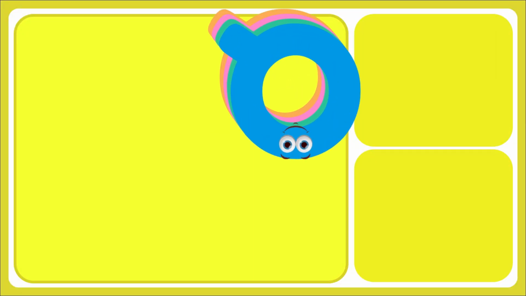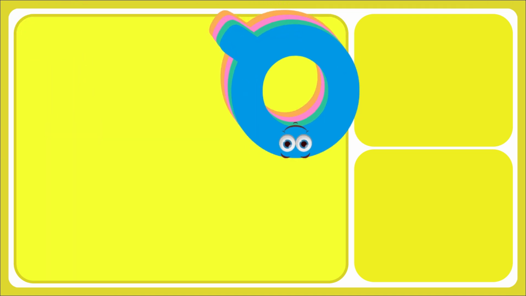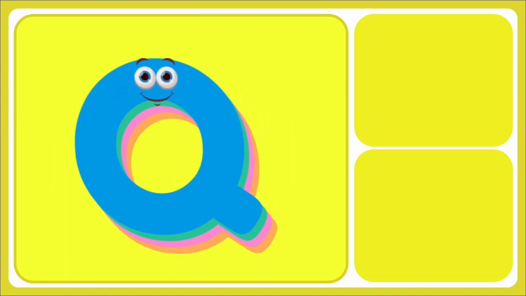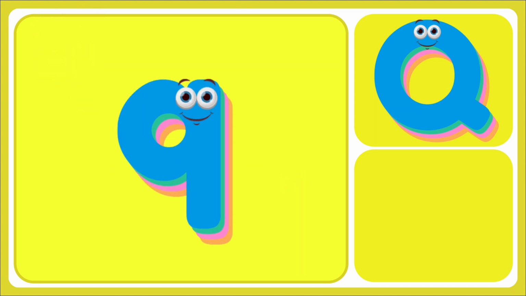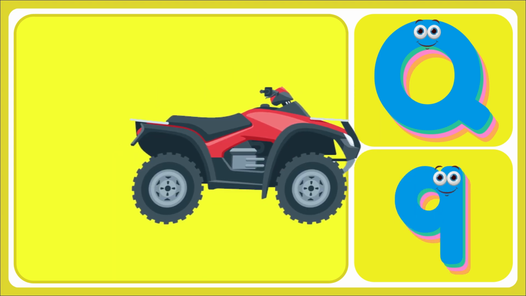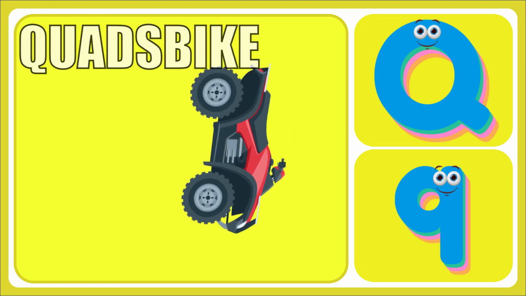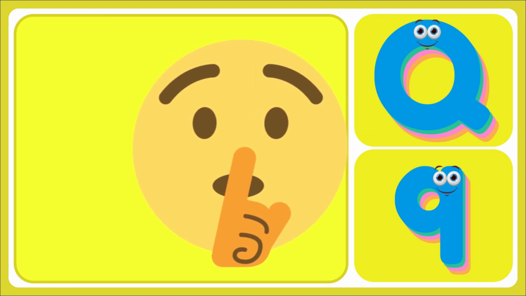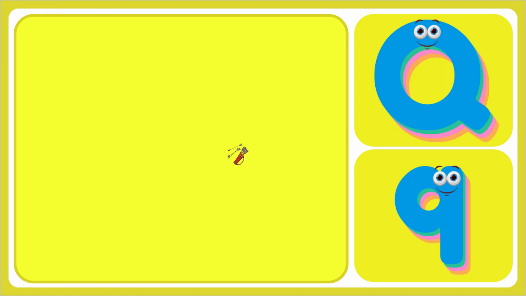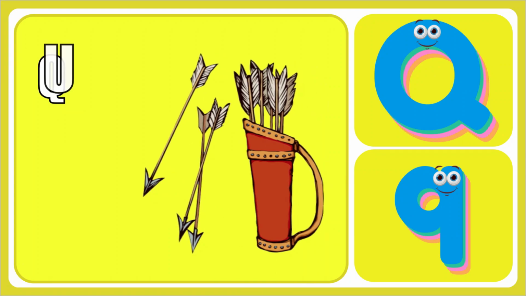Today we will learn alphabets and their sounds. Have you ever seen the letter Q? Hi, I am letter Q. And my sound is ka, ka, ka. And the words that start with me are quartz bike, ka, ka, quartz bike. Quiet, ka, ka, quiet. Quiver, ka, ka, quiver.